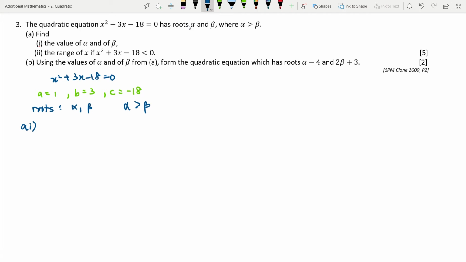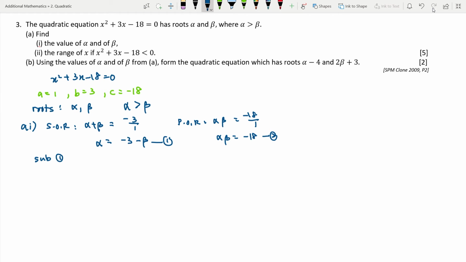Since we have the roots of the equation, we can find sum of roots and product of roots. Sum of roots is equal to alpha plus beta, which is equal to negative b over a. We make alpha our subject. Alpha is equal to negative 3 minus beta. We let it be equation 1. Product of roots is equal to alpha multiplied with beta, which is c over a. We let it be equation 2.